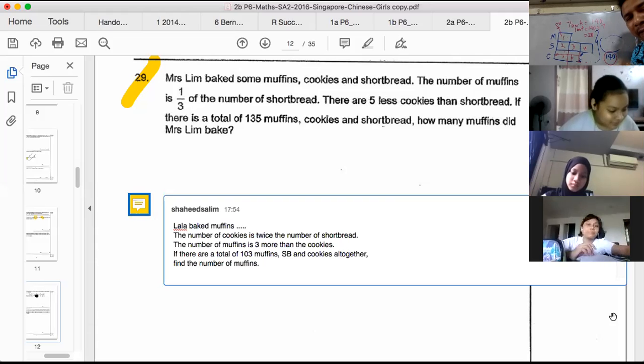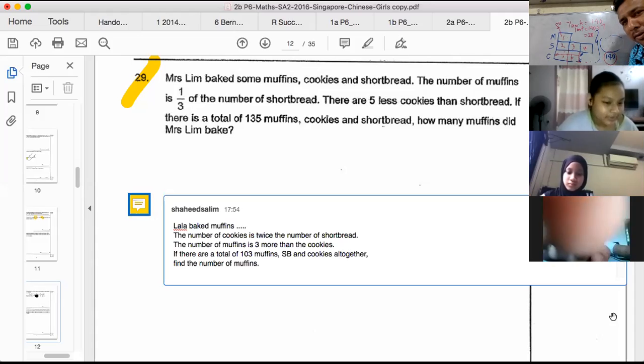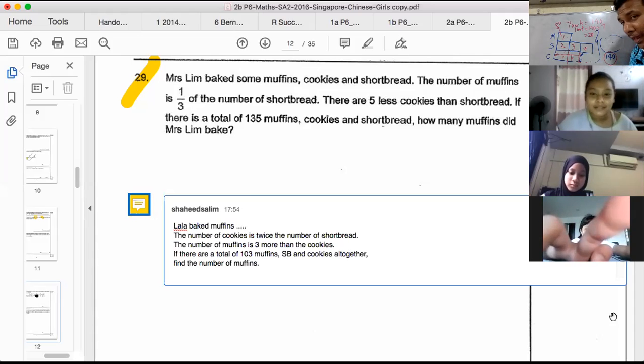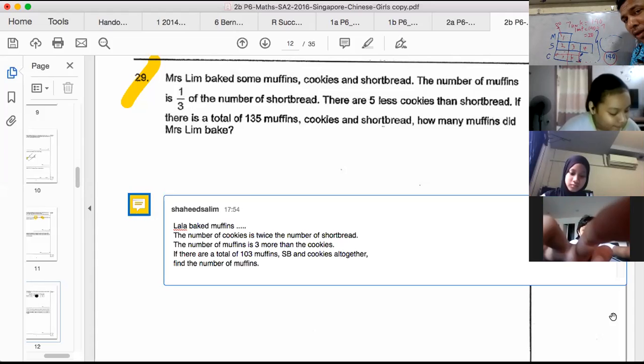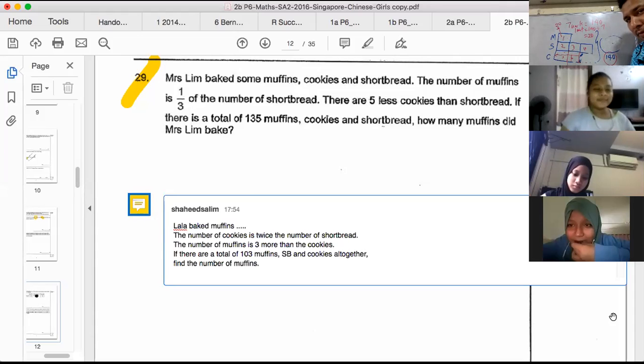Remember, there are more muffins. Okay, I know. So what's your answer? Oh, must plus 3. Yes, because there are 3 more than the 2 units. You mean 23 times 2? No. 1 unit is 20. This one is 40 plus 3. Yes. 43. Okay, the answer is 43.